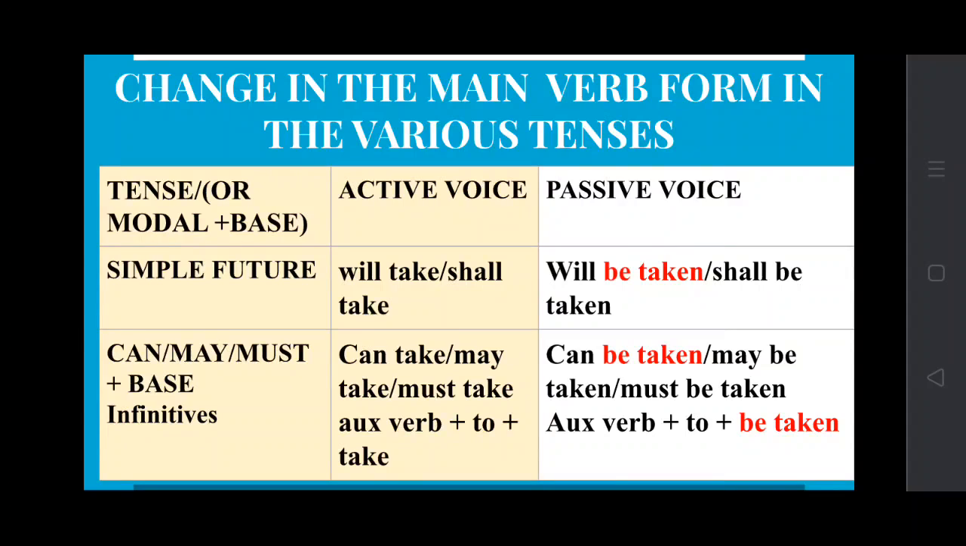Now if the sentence has modals like can, may or must, we use be plus the third form. Can be taken, may be taken or must be taken. Now in the case of infinitives, that is auxiliary verb plus to plus verb. Infinitive means when we add to with the verb. So it will be changed as auxiliary verb plus to be taken. We use to plus be and the third form.